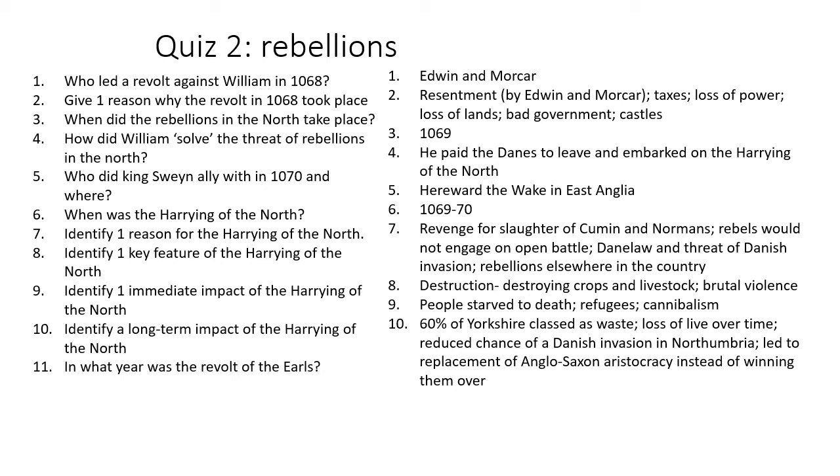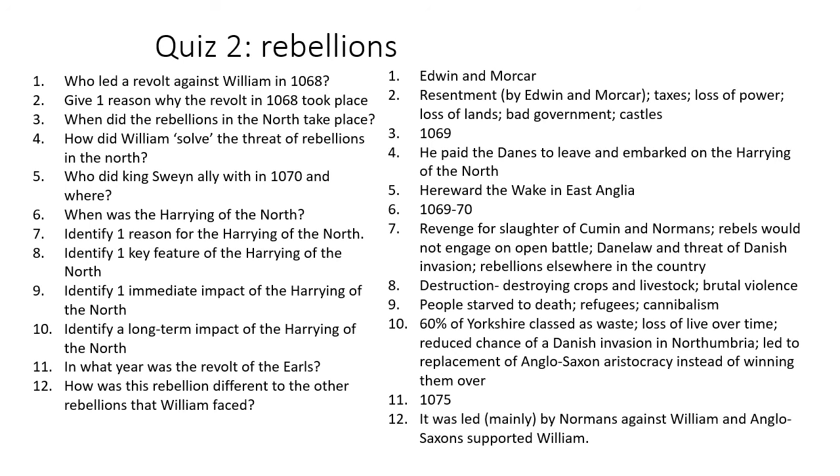Okay, on to our last two questions now. Number 11. In what year was the Revolt of the Earls? And this was in 1075. And our last question, how was this rebellion or revolt different to the other rebellions that William faced? Well, this rebellion was led mainly by Normans against William, and it was Anglo-Saxons who supported William, whereas the other rebellions you will have studied were led by the Anglo-Saxons against the Normans.